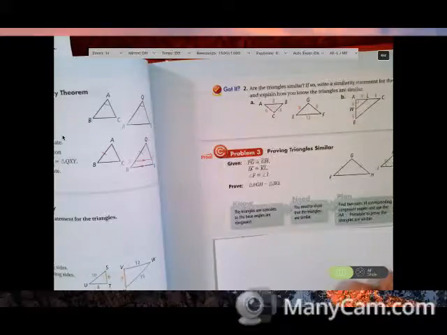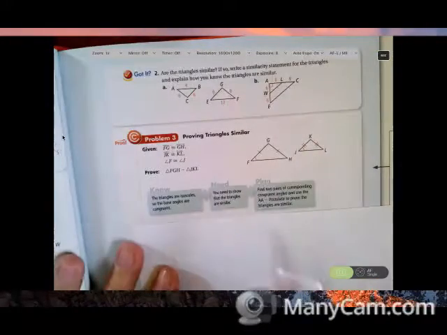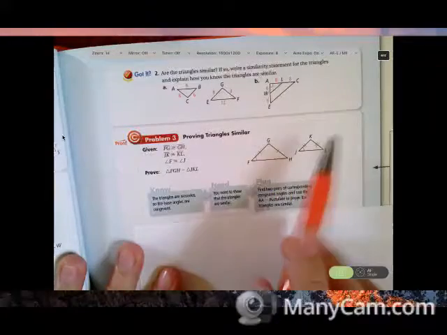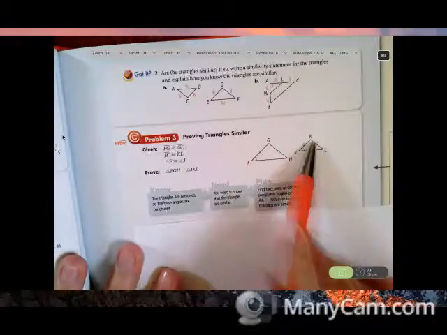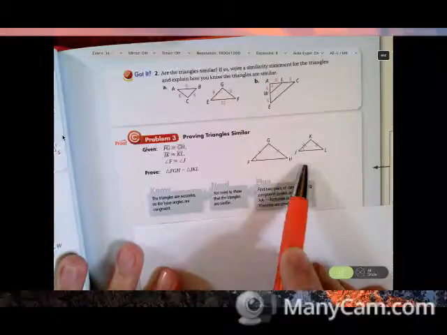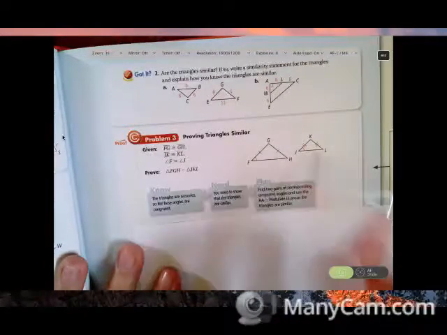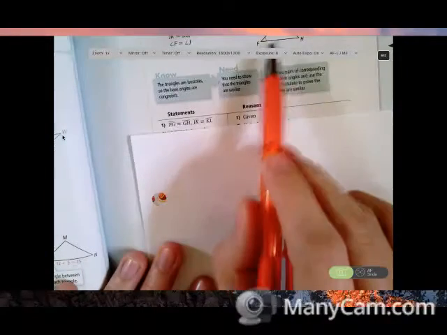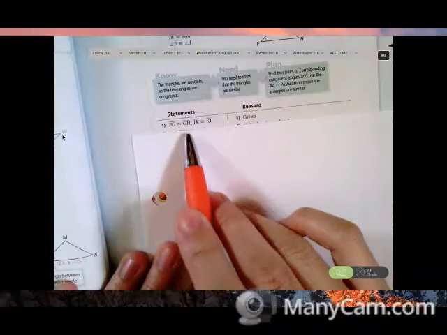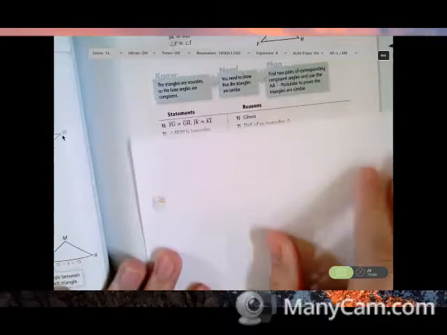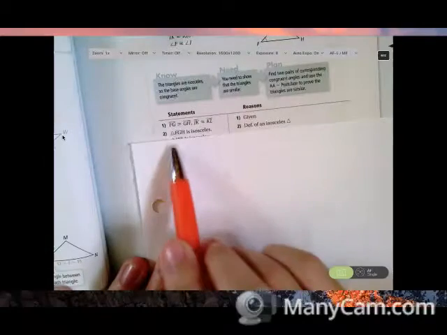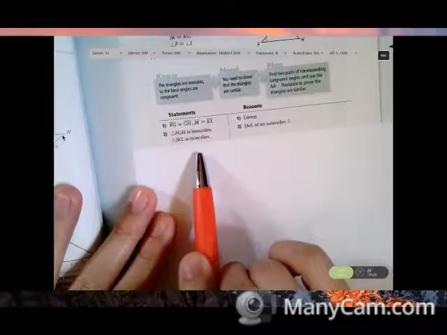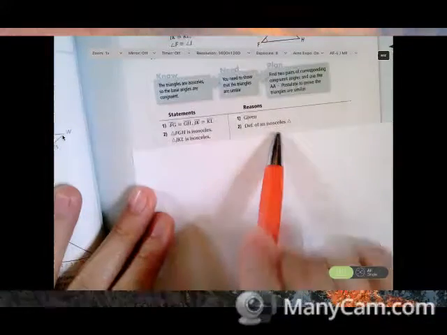Alright, so problem 3. Given that FG is congruent to GH, JK is congruent to KL, and angle F is congruent to angle J, we want to prove these two triangles are similar. First things first, we want to start with our givens. FG is congruent to GH, and JK is congruent to KL because of the given. Therefore, triangle FGH and triangle JKL are isosceles triangles because of the definition of isosceles triangle.